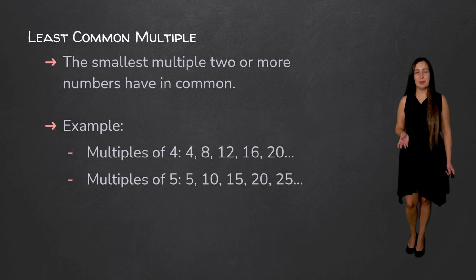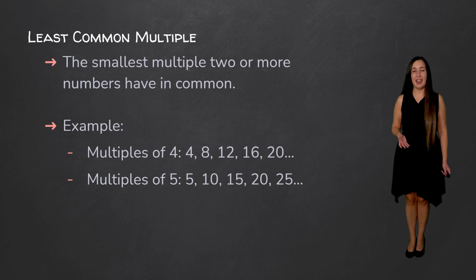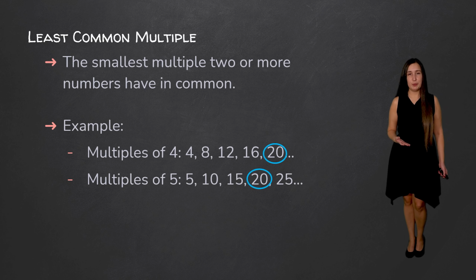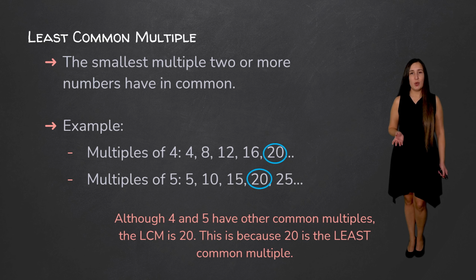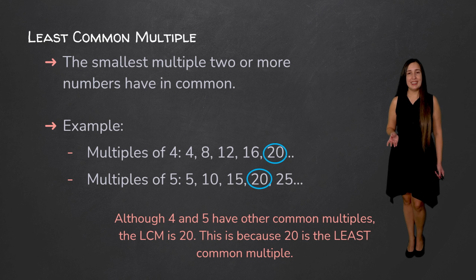So for example, here I have multiples of 4 and 5. And if we go through our multiples, we notice that they both have 20 in common. Now, if we kept going, they would have other multiples in common. However, we're looking for the smallest multiple that they have in common. So although 4 and 5 have other common multiples, the LCM is 20. This is because 20 is the least common multiple.